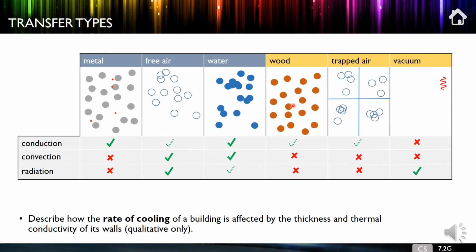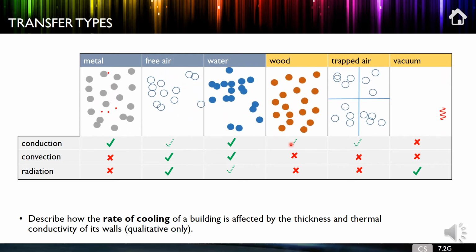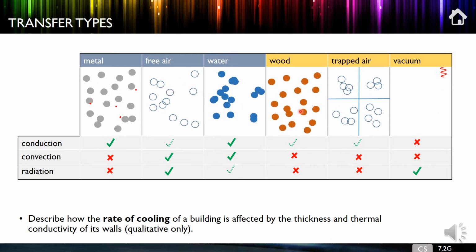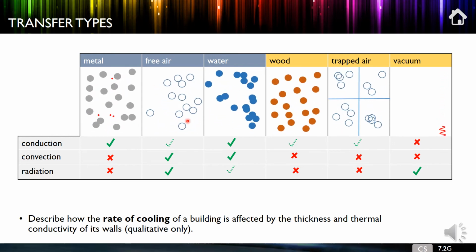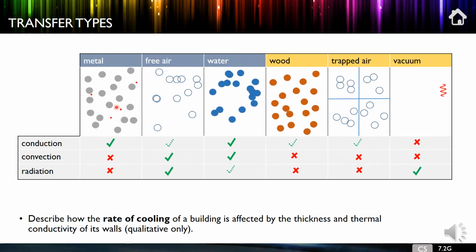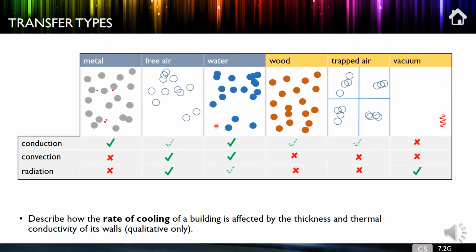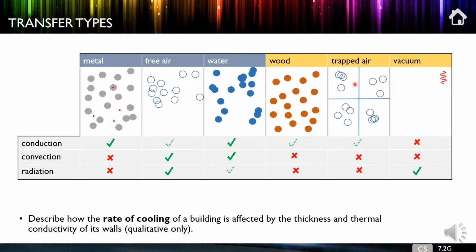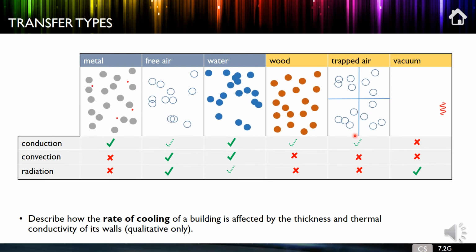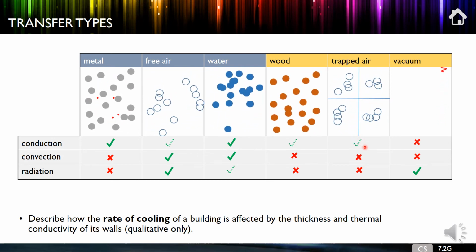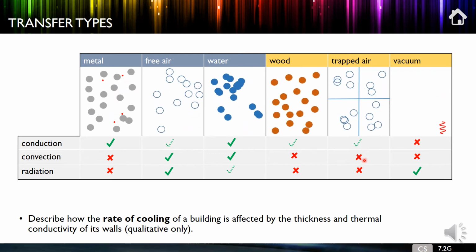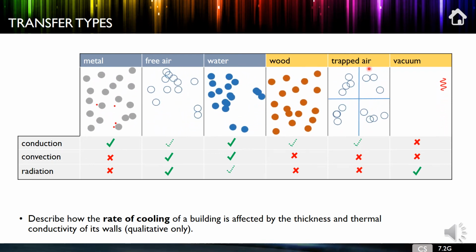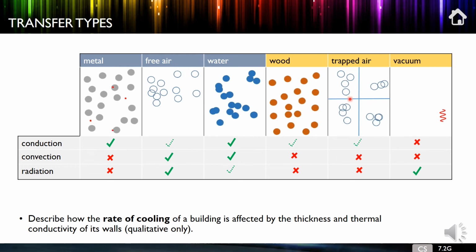Over here we've got wood, which will conduct a bit. You can see that they're trying to smash into each other, but much more slowly than the metal here, because the metal has free electrons which transfer the heat. Now the trapped air is actually a very good, very effective insulator. It will still conduct a bit, but it can't convect because the air is trapped, and we can't have radiation because it's being blocked as well. So this is a very, very common form of insulation.